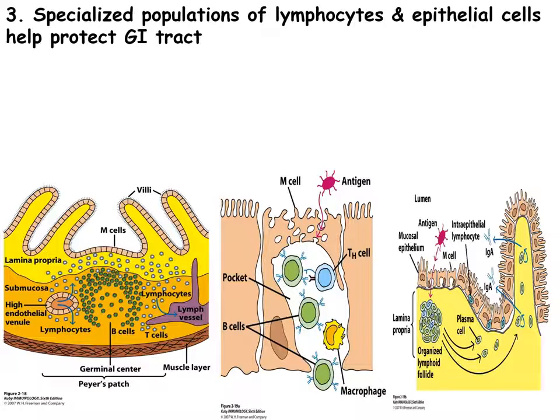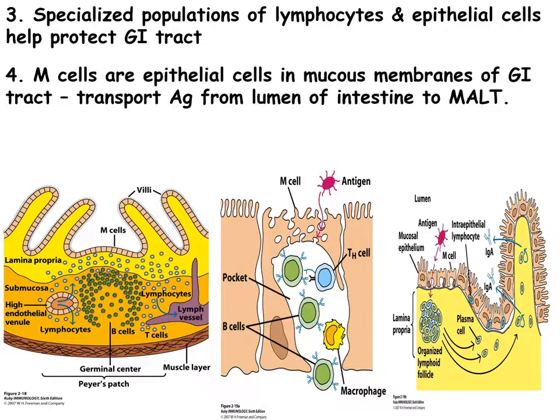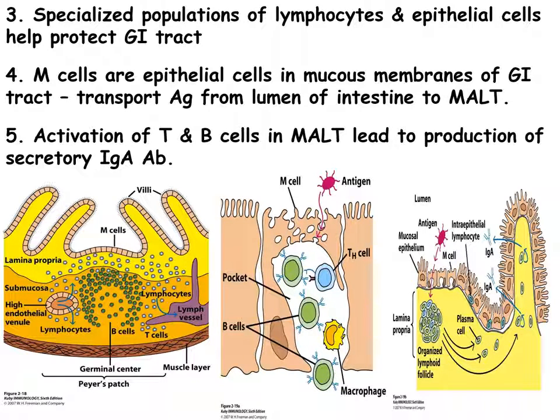They also have specialized populations of lymphocytes and epithelial cells that help to protect the GI tract. In fact, they have things that they call M cells. These are just epithelial cells in the mucous membranes, but they can transport an antigen from one side to the other, and that helps to activate T cells and B cells and then lead to production of the antibodies that can prevent infection later on. You can get that feeling here, where here's the antigen and it gets through, so it can be presented to the macrophage. I've put a couple of different pictures up there so you can get an idea of how it works.